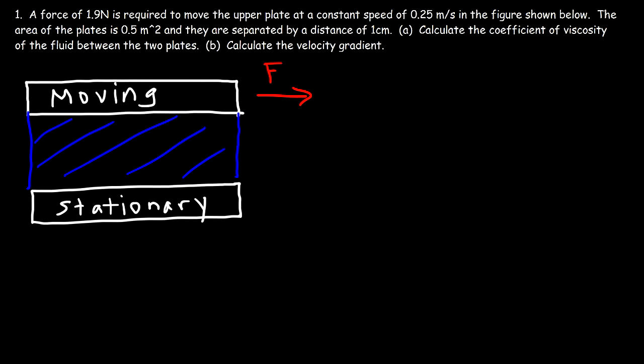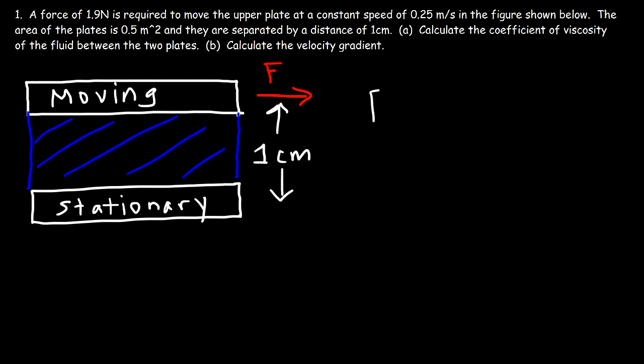Now let's work on this problem. A force of 1.9 newtons is required to move the upper plate at a constant speed of 0.25 meters per second in the figure shown below. The area of the plates is 0.5 square meters, and they are separated by a distance of 1 centimeter. Calculate the coefficient of viscosity of the fluid between the two plates. So this is the separation distance.